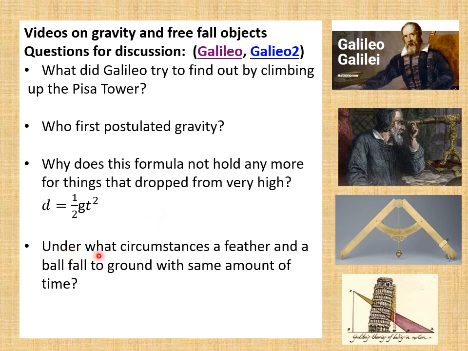Under what circumstances will a feather and a ball fall to the ground in the same amount of time? Well, if there's no air. There's an experiment, I think in the video, where you put the feather and the ball both in a vacuum jar, and you will see that they fall at the same rate. But normally, a feather is very light. If you drop it, it takes a long time to swing around and finally reach the ground. It takes several seconds.